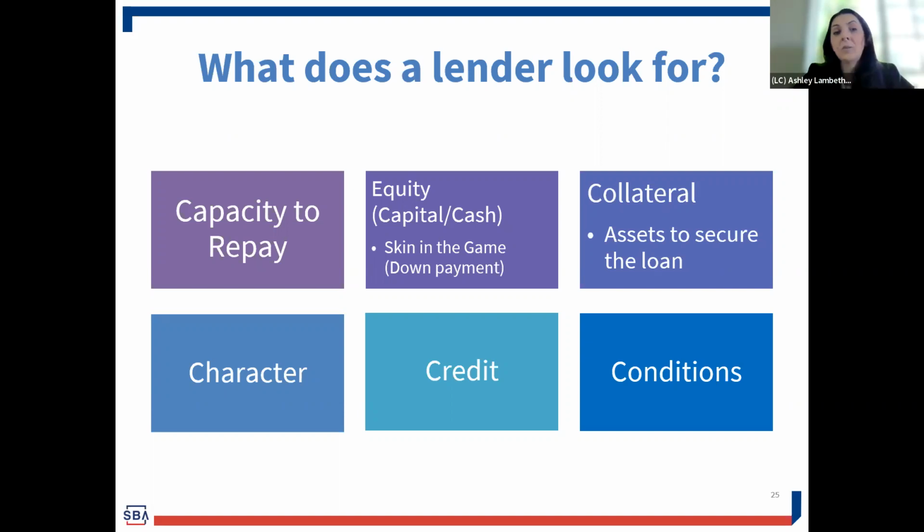Conditions might also include what's going on with COVID. Right now, opening a restaurant might be a little risky to lenders, because if we have another outbreak, they may need to shut them down again. And so these are things to consider as well.